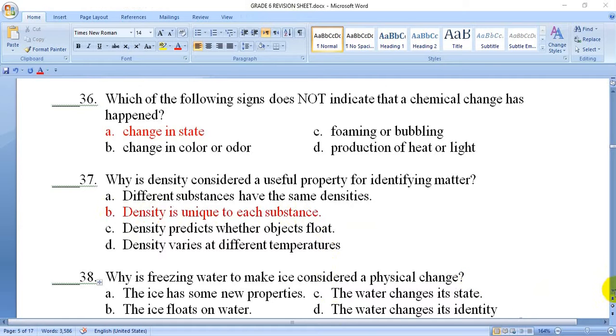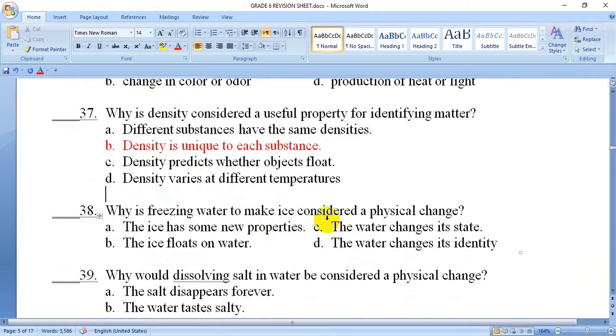Question 38. Why is freezing water to make ice considered a physical change? Because the ice has some new properties, because the ice floats on the water, because the water changes its state, or because the water changes its identity. Freezing water, or changing the state, is a physical change, but not because the ice has new properties. The ice will not have new properties because it's still water. And we will not choose D because the ice, as we said, is still water. So the answer for this question would be letter C, because the water changes its state.